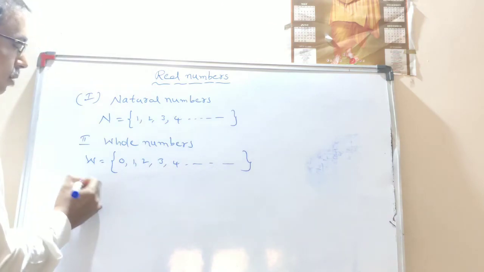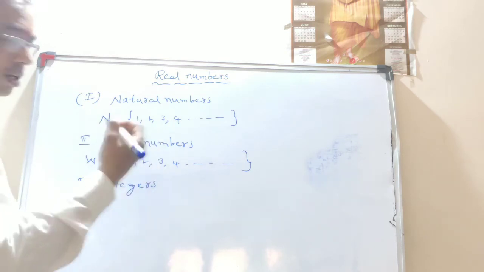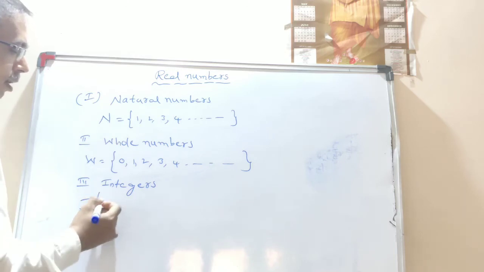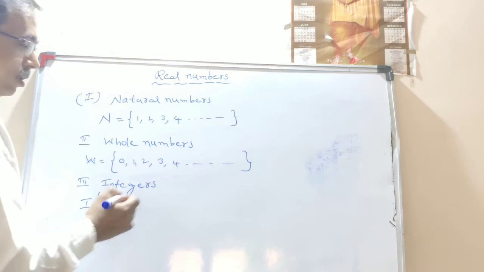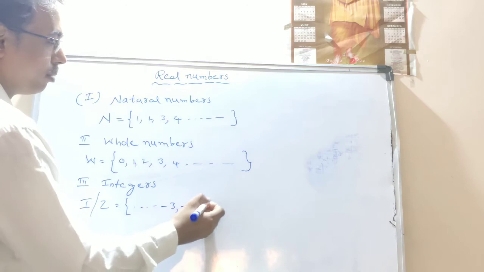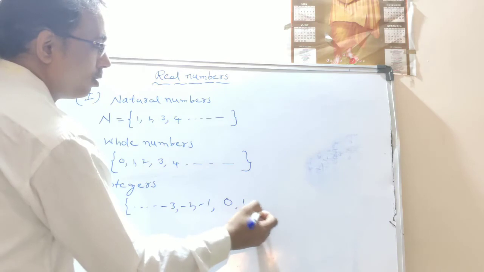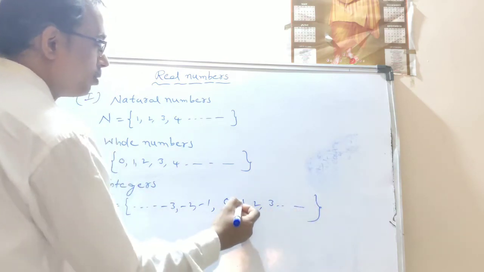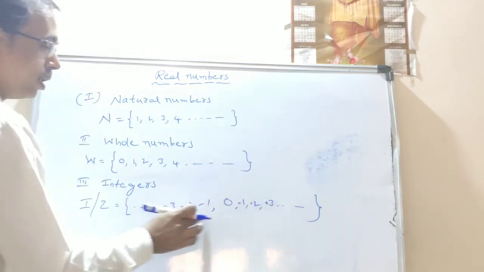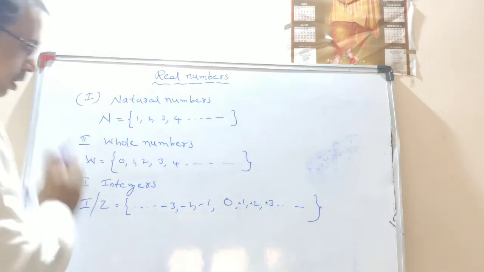Okay. The third type, integers. These integers are generally denoted by I or Z. These numbers can be written as -3, -2, -1, 0. Actually these are left side to 0, and +1, +2, +3 on the right side to 0. That means the whole numbers including negative numbers are known as integers. Okay, so these are denoted by I or Z.